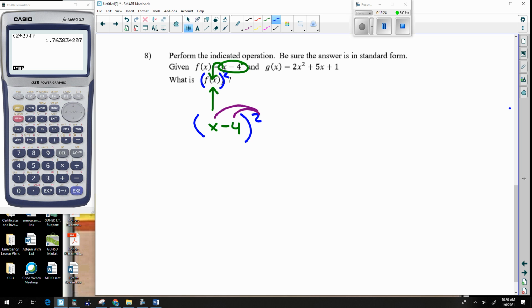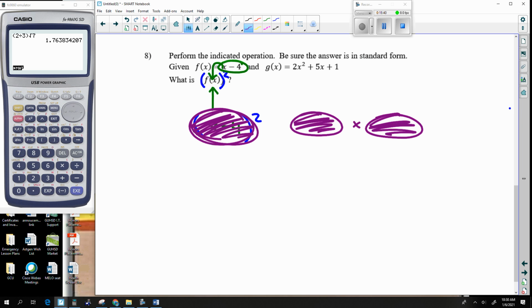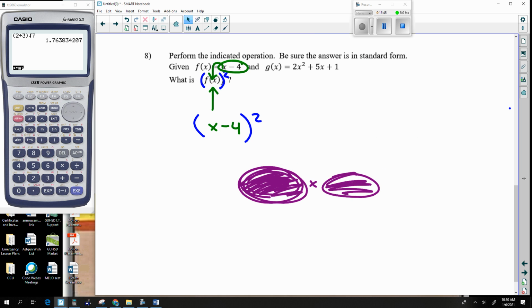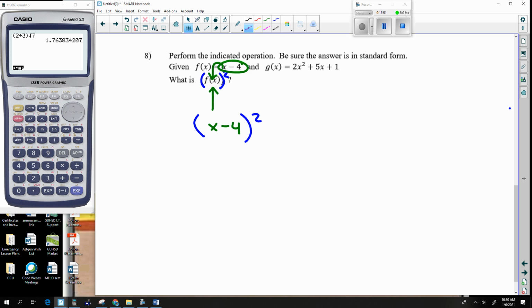Instead, we know what it means for something to be squared. If something is squared, like this, whatever this is being squared, that means it's going to be that times itself 2 times. So it's that times that. What that means in this particular problem is that x minus 4 is going to multiply itself 2 times. So this is a multiplication. You multiply by itself 2 times.